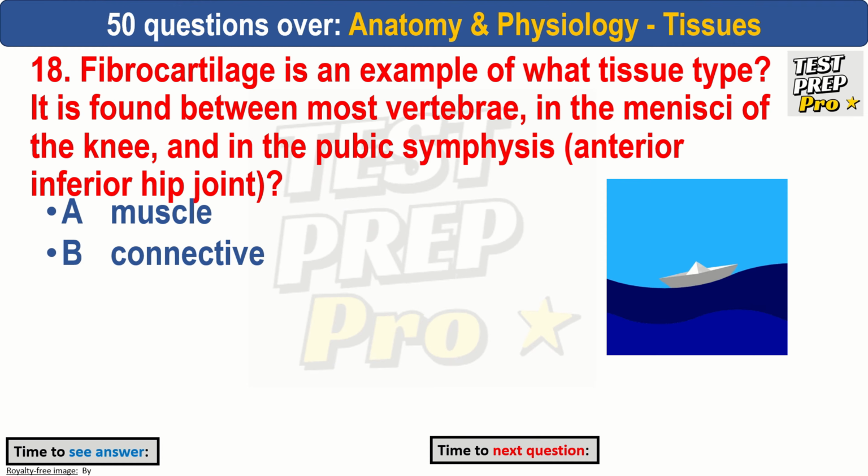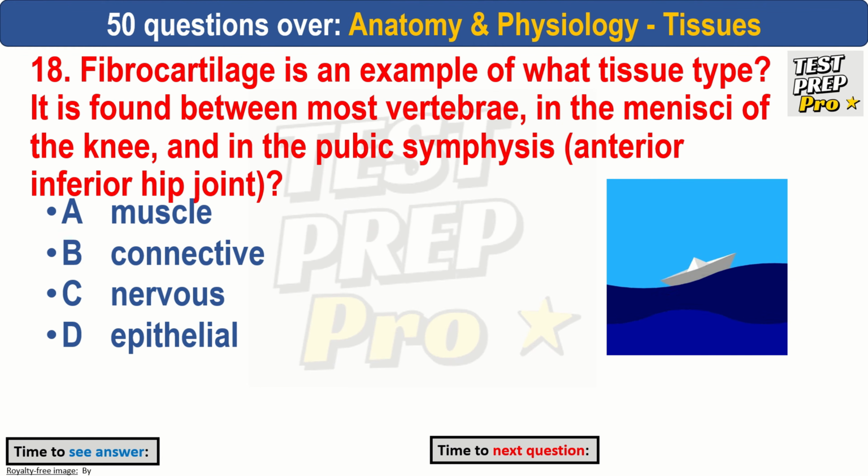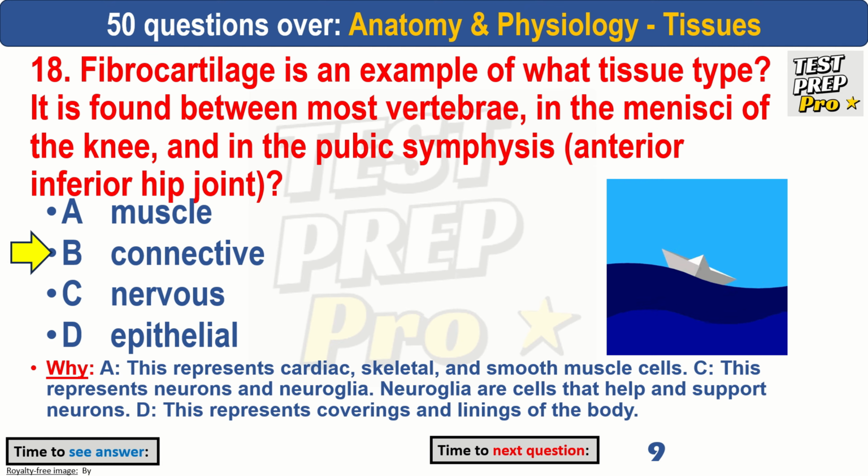Fibrocartilage is an example of what tissue type? It is found between most vertebrae, in the menisci of the knee, and in the pubic symphysis, which is an anterior-inferior hip joint. Is it muscle, connective, nervous, or epithelia? It's connective tissue. Muscle tissue could be like bicep, tricep, heart, and smooth muscle like in, say, the blood vessels.